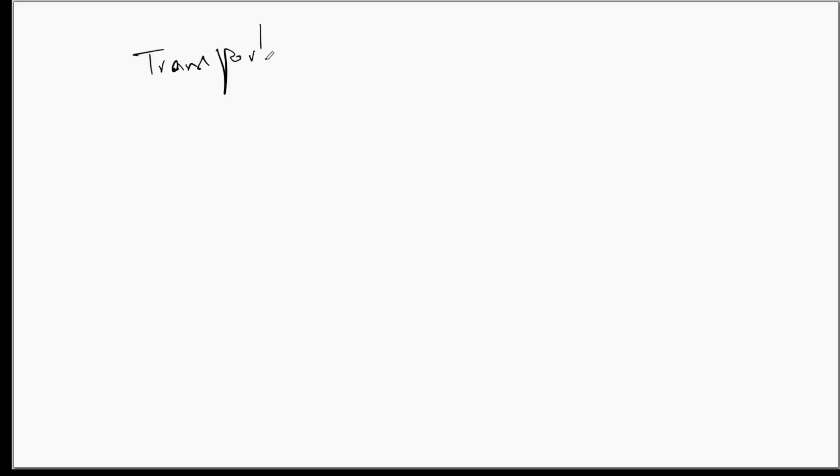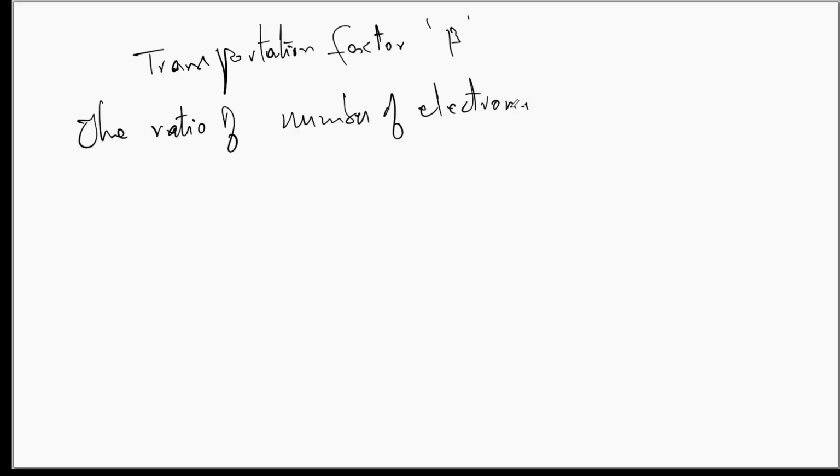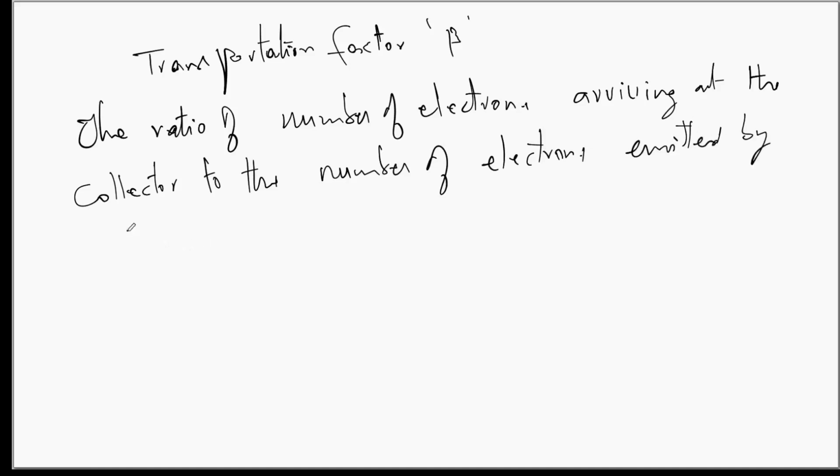We define a quantity called transportation factor. It is represented with a beta, it is defined like this. The ratio of number of electrons arriving at the collector to the number of electrons emitted by the emitter. Typical value for beta will be close to 0.995, indicating that most of the electrons emitted by the emitter, they will be reaching the collector. Now we can write the emitter current IE as IB, that is the base current plus the collector current.